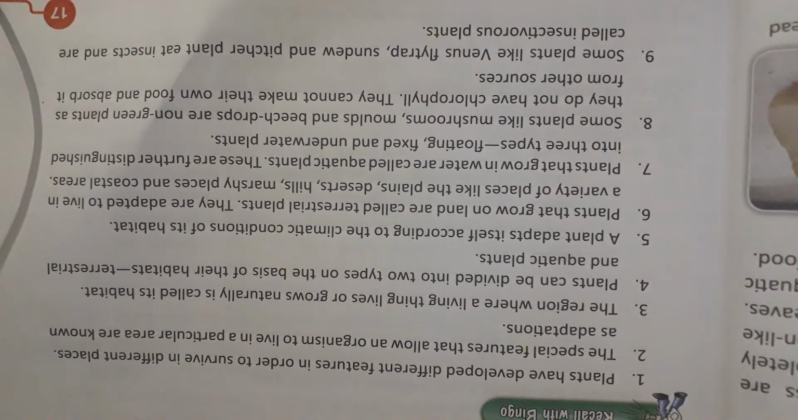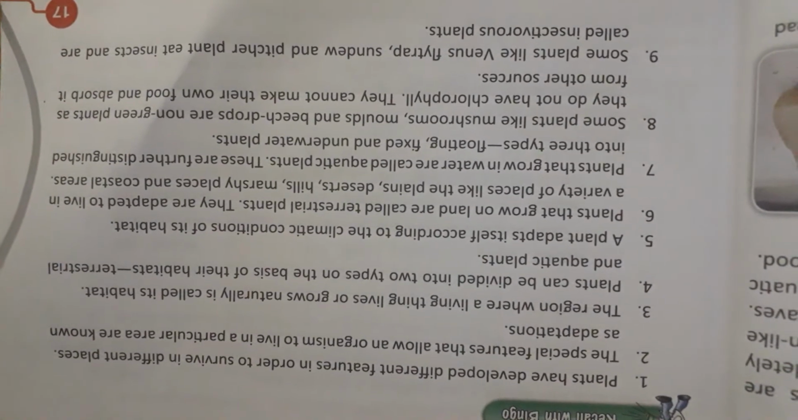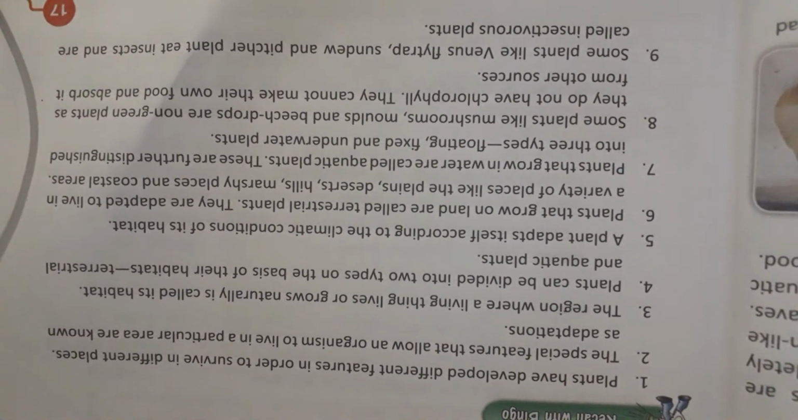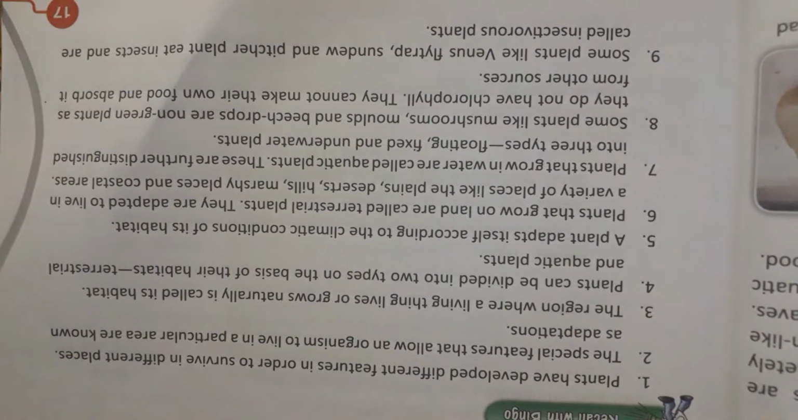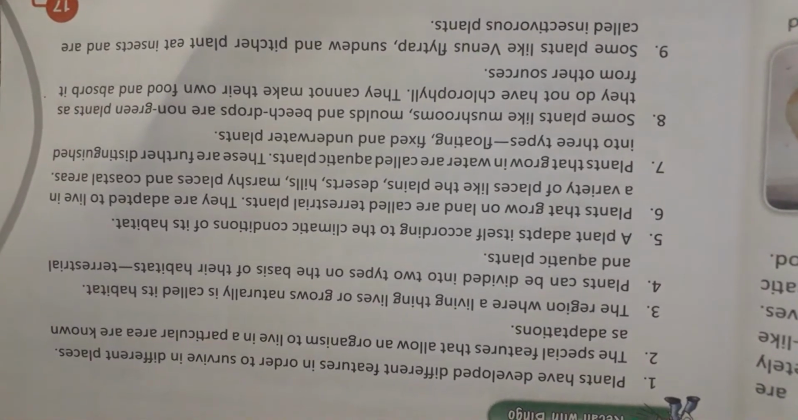Fourth point, plants beta are categorized into two different categories on the basis of their habitats. The first one is terrestrial plants and the second one is aquatic plants. Next, plants that grow on the surface of land are called terrestrial plants. They are adapted to live in a variety of places like plains, deserts, hills, mountains, marshy places, and coastal areas.